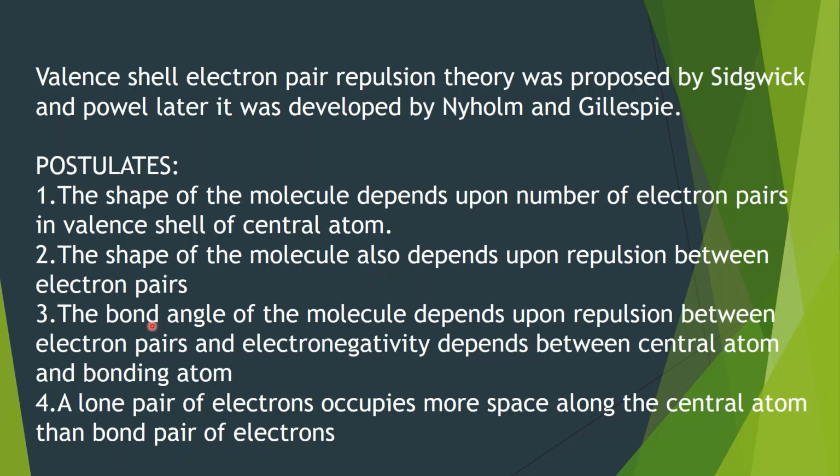Among these 4 points, the first point is very important, you must understand it. The shape of the molecule depends upon the number of electron pairs in the valence shell of the central atom. So we always depend on the central atom for the shape and bond angle of any molecule.